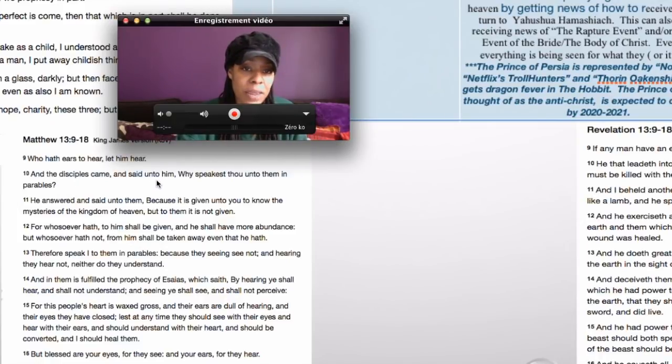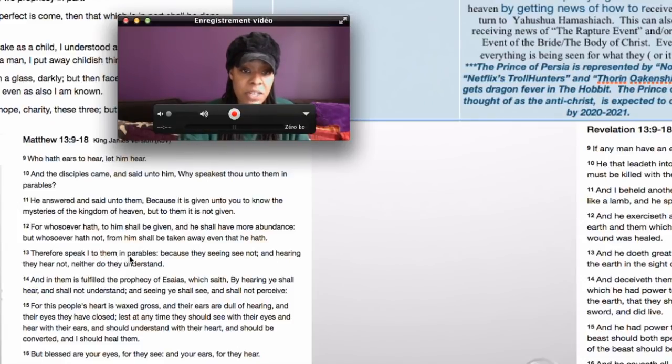And the disciples came and said unto them, why speakest thou unto them in parables? He answered and saith unto them, because it is given unto you to know the mysteries of the kingdom of heaven, but to them it is not given. For whoever hath, to him shall be given, and he shall have more abundance. But whoever hath not, from him shall be taken away even that he hath. And for me, this really represents the 153 and the 13, because the 13 is lacking the 5, right?